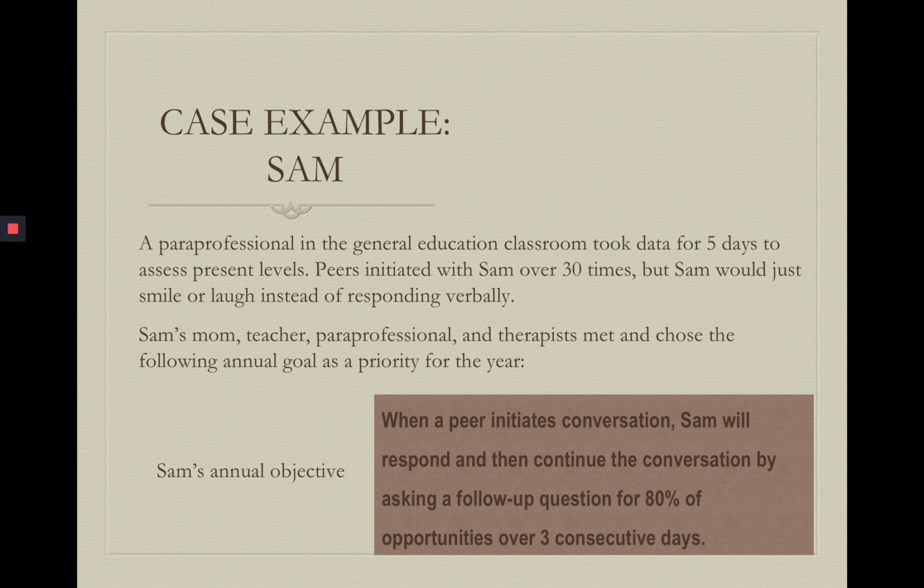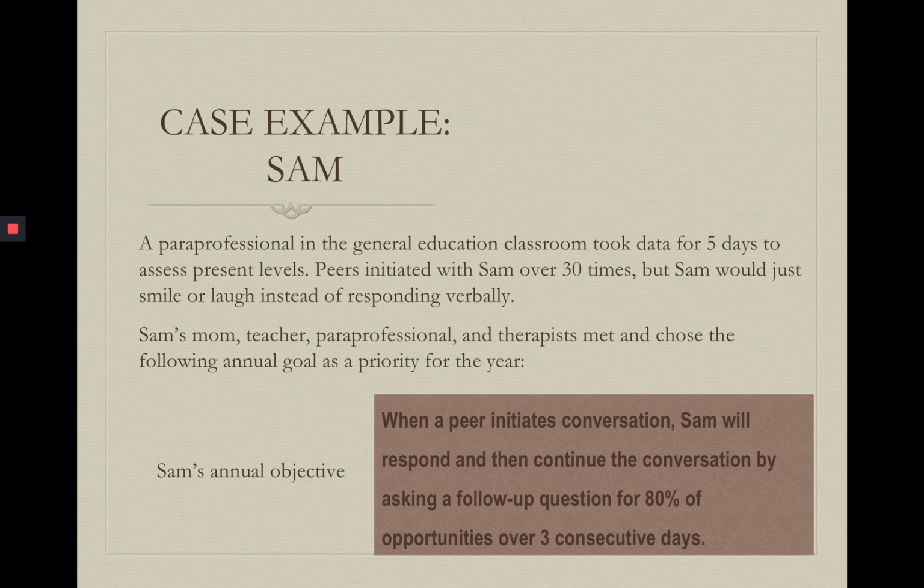Peers initiated with Sam over 30 times, but Sam would just smile or laugh instead of responding verbally. Sam's mom, his teacher, his paraprofessional, and therapist all met and chose the following annual goal as a priority for the year. So they write this objective: When a peer initiates conversation, Sam will respond and then continue that conversation by asking a follow-up question for 80% of the opportunities over 3 consecutive days.